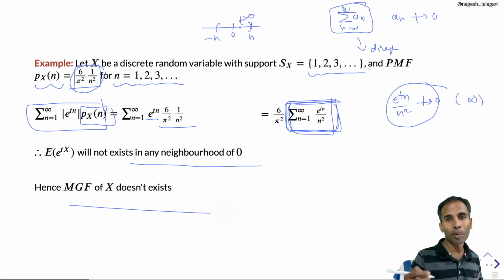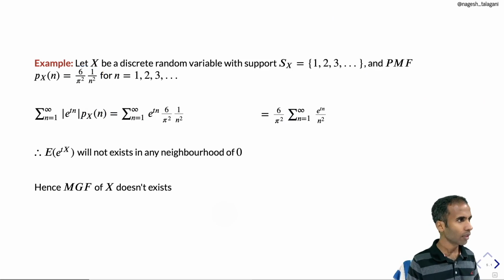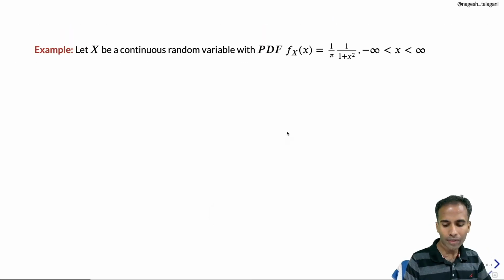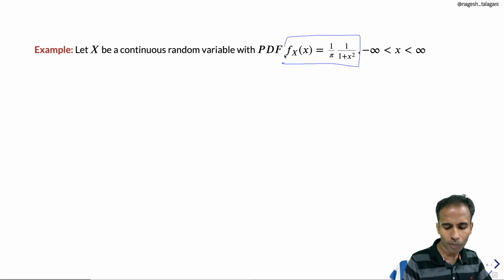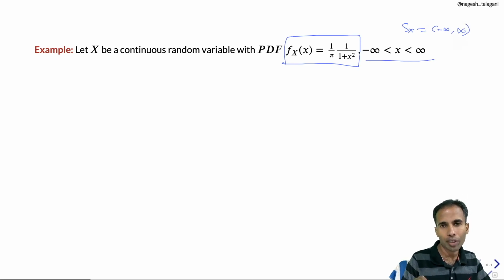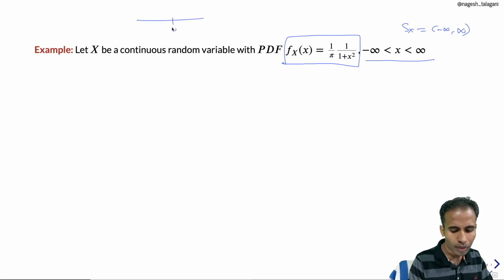Next, let us look at an example of a continuous random variable for which the MGF does not exist. Here is the continuous distribution, which is also called the Cauchy distribution, with PDF f of x equal to 1 by pi times 1 by 1 plus x square for minus infinity less than x less than infinity. The support of X is the interval minus infinity to infinity. Let's see if expectation of e power tX exists for all t in some neighborhood of 0. Neighborhood of 0 means some interval around 0, like minus h to h for some h positive.